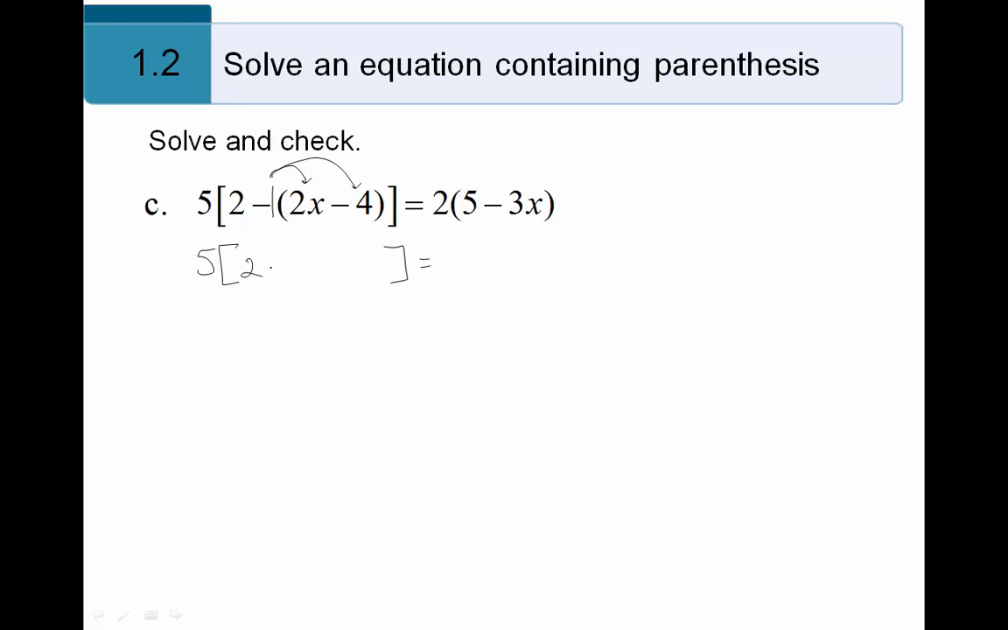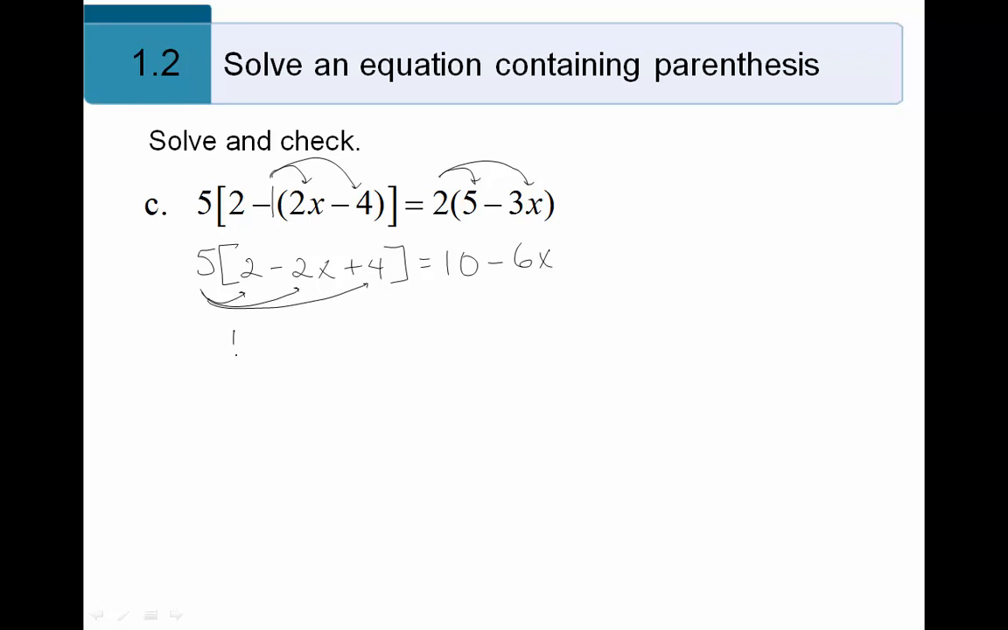Negative 1 times positive 2x is negative 2x, and negative 1 times negative 4 is positive 4. Let's move to the right-hand side of the equation, and we can eliminate those parentheses by distributing the positive 2. Positive 2 times 5 is positive 10, and positive 2 times negative 3x is negative 6x. Since we still have a grouping symbol on the left-hand side, the bracket, let's take this positive 5 that's in front of that bracket and distribute it into the bracket so that we can remove that grouping symbol.